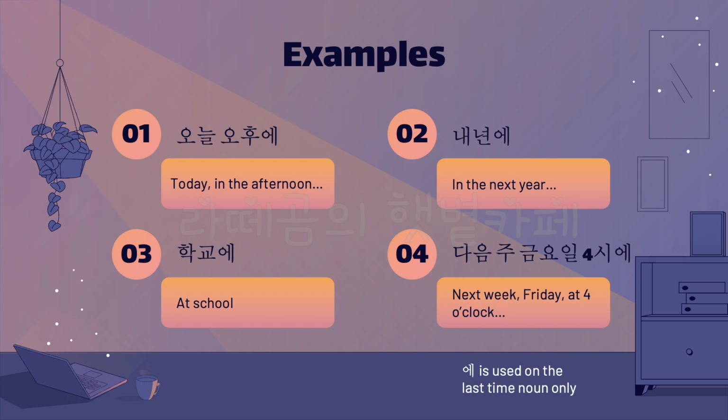And number 4, 다음 주 금요일 4시에. 다음, next, 주, week. 금요일, Friday. 4, 시, o'clock, 에, at. So 다음 주 금요일 4시에. Next week, Friday, at 4 o'clock. Notice with the last one, we only use the time particle on the actual time. So we didn't put it after next week or Friday.